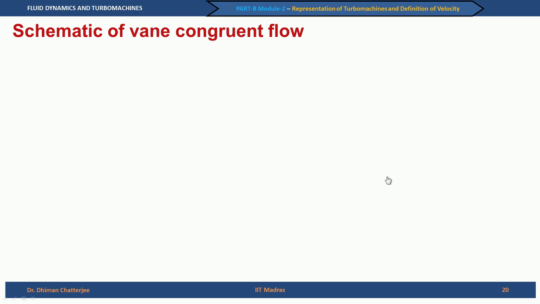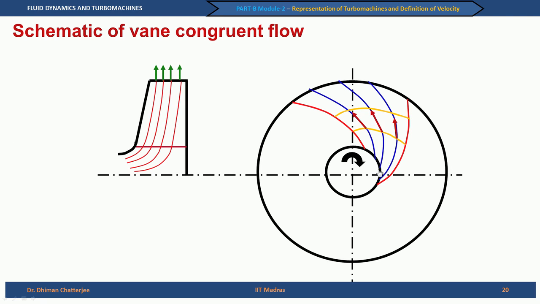So, schematic of a vane congruent flow. When I say that the fluid follows the vane curvature, I mean there is no theta dependence. If theta is the azimuthal angle, there is no theta dependence, and so if I draw the velocity vectors at each point on the lower circles, you will see the magnitudes are the same. So, you will get a uniform pattern, and this is also shown in the meridional view of the impeller.